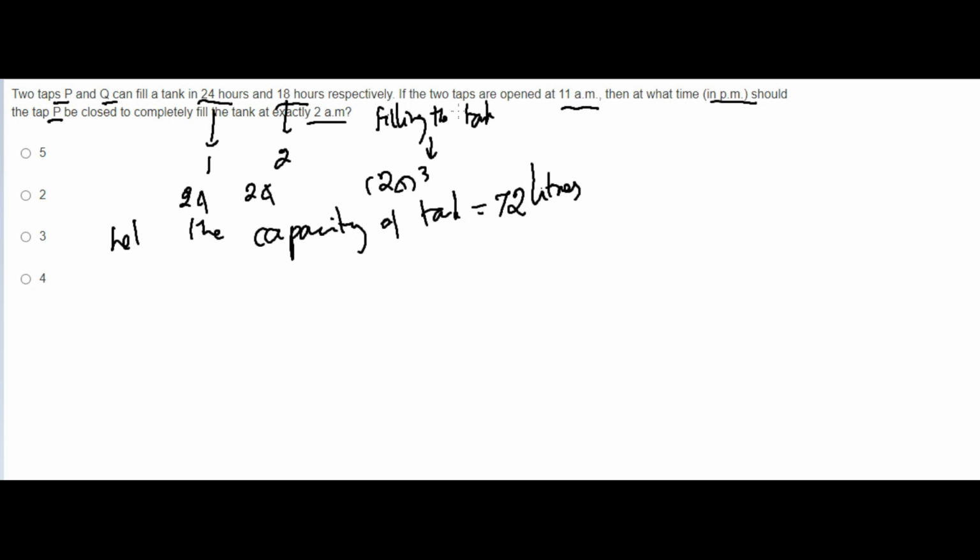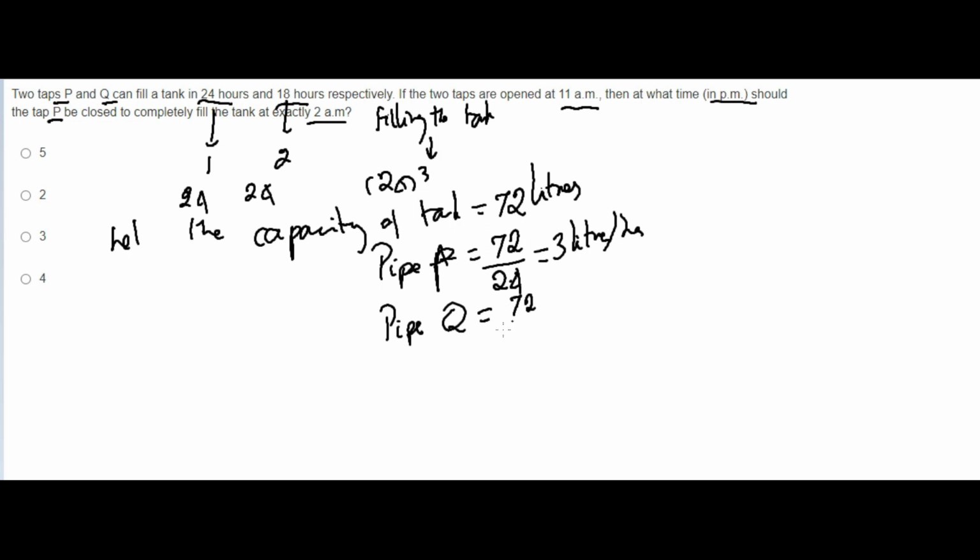So you know the efficiency of pipe P. Out of 72 liters, it takes 24 hours to complete the 72 liters individually. So 72 divided by 24 is 3 liters per hour. And for pipe Q, it is 72 divided by 18, since it takes 18 hours. So per hour, it is 4 liters per hour.